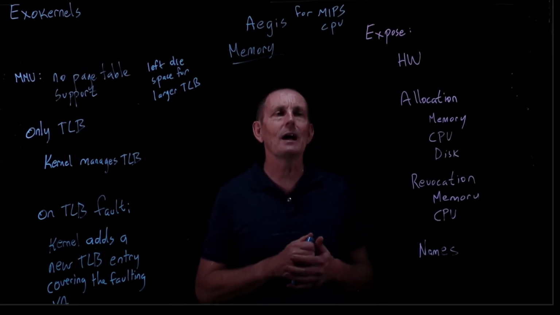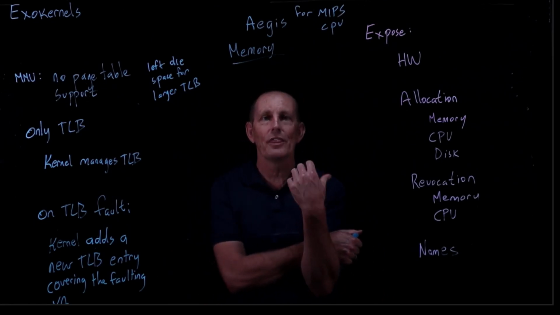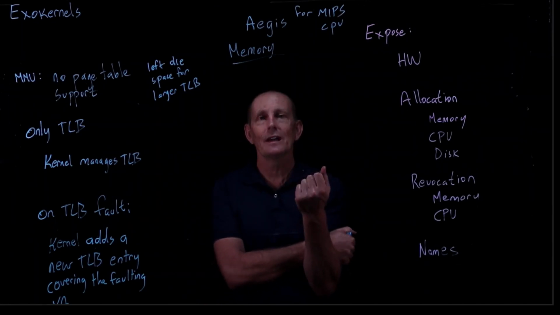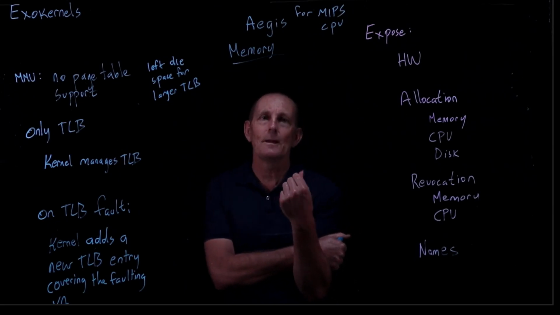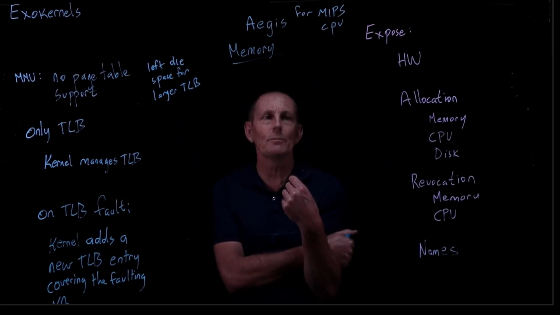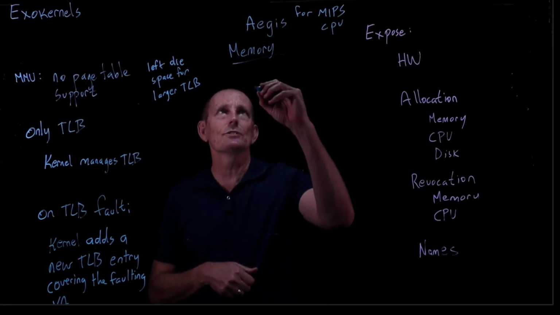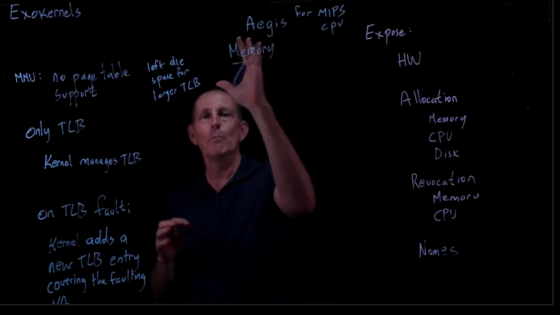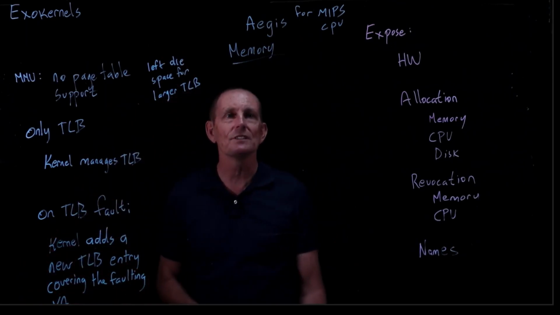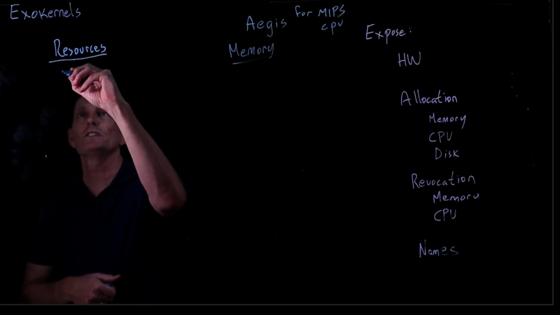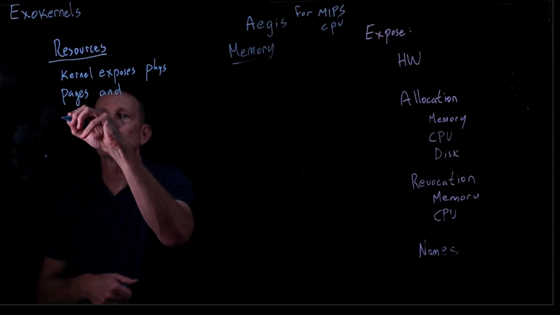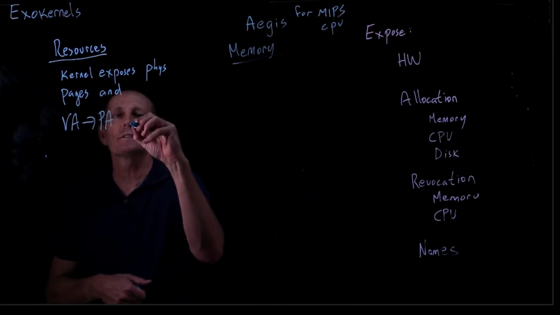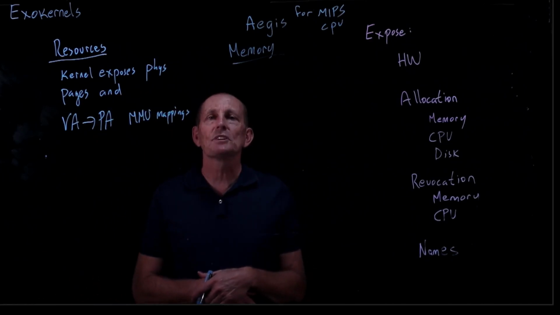And it's worth noting because keep in mind, an exokernel is designed for the hardware it's on, right? We're exposing hardware, and therefore the applications are going to be aware of what sort of MMU this hardware has. So we know we don't have a page table, so our interface is going to be dealing with TLB entries. So this is our background for the MIPS CPU. All we deal with is TLBs. So our resources, the kernel is going to expose physical pages and the virtual address, physical address, MMU mappings.